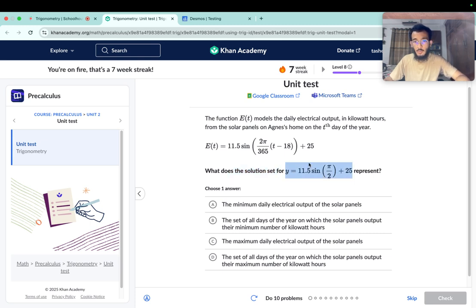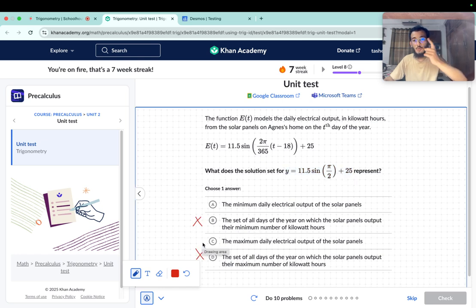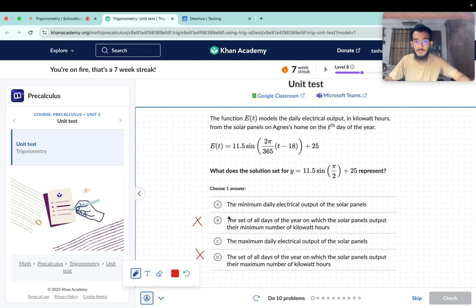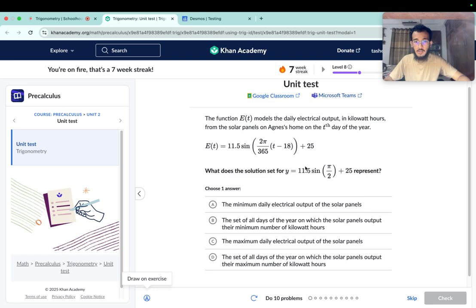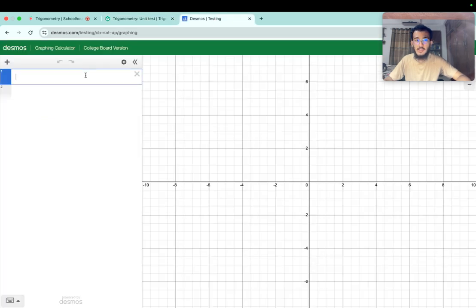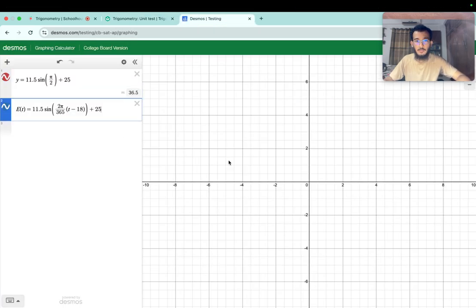Now, this is one specific value. There is no t here. Therefore, I can safely say that the set of all days will not be an answer because this corresponds to one specific value. And now we have to see whether this fits with the minimum or maximum daily electrical output of the solar panel. We have to check what value this is. So this is 36.5.